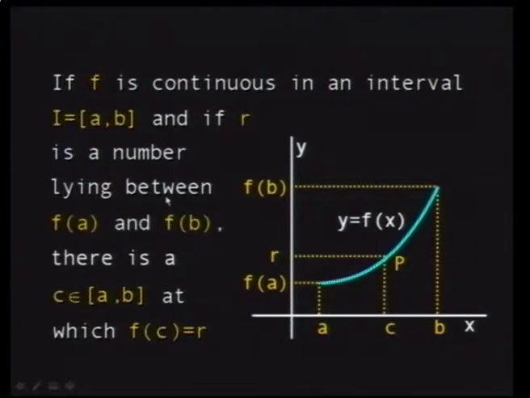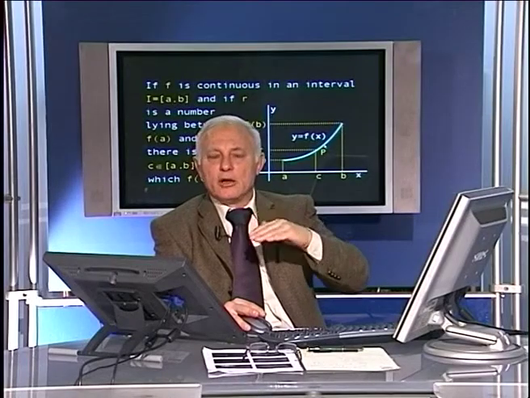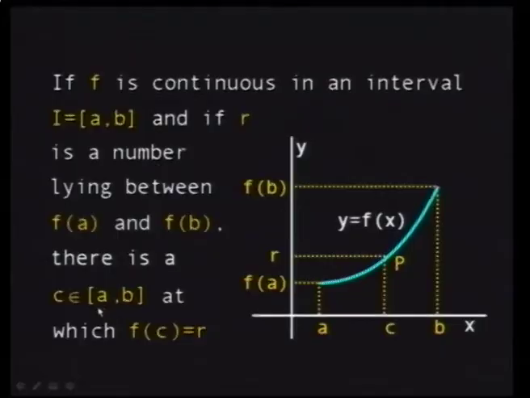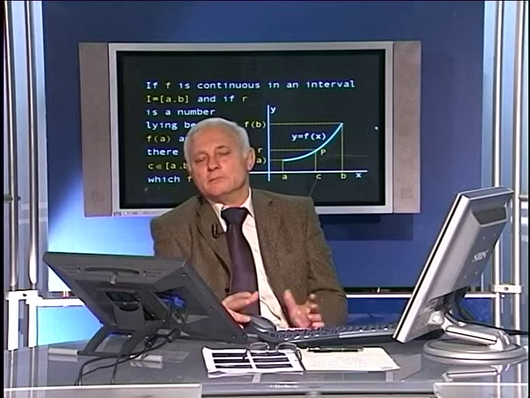And if r is a number lying between f of a and f of b, this is r, you take any number, here is a, and here is f of a, and here is b, and here is f of b. You take any number r that is inside, or in other words, it lies between f of a and f of b. Then there is a number c, an element in this closed interval, at which f of c is equal to r.